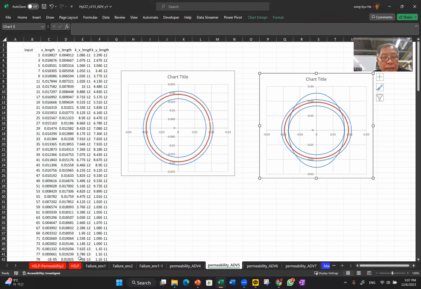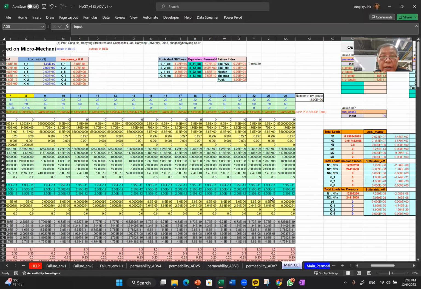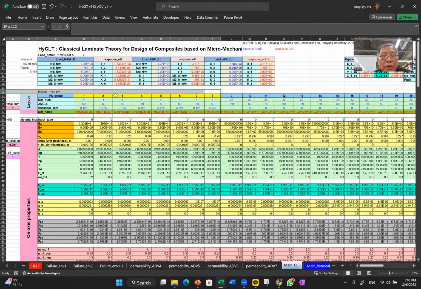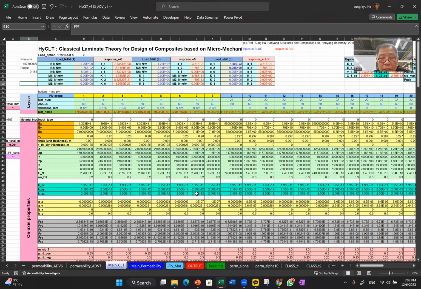The high CLT is based on the old theory, and we program based on the older theory. Now you can use this tool to design, and most importantly, you can use these tools to better understand the composite behavior, structurally or manufacturing wise. Okay, so this can be very important.